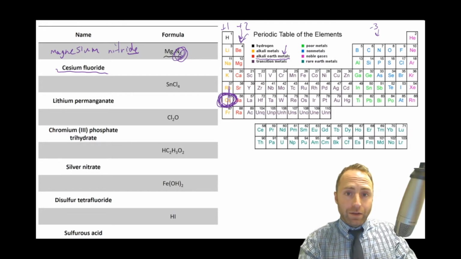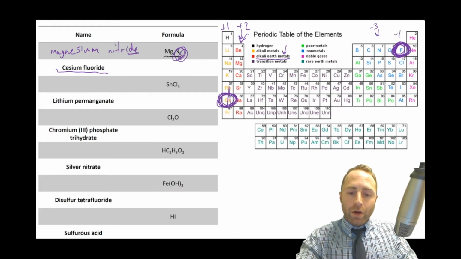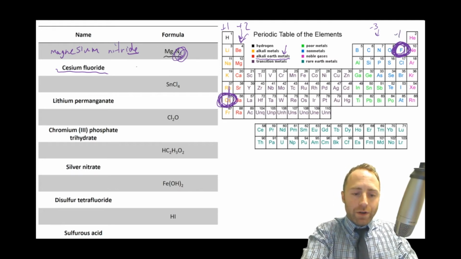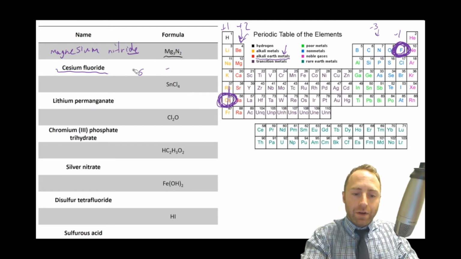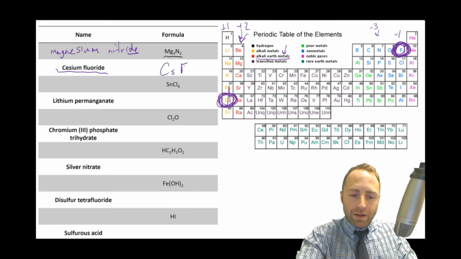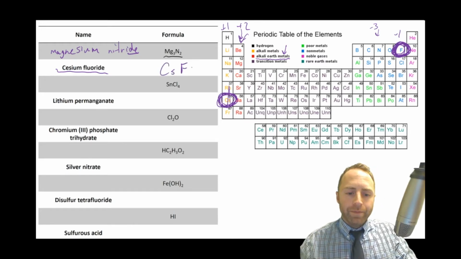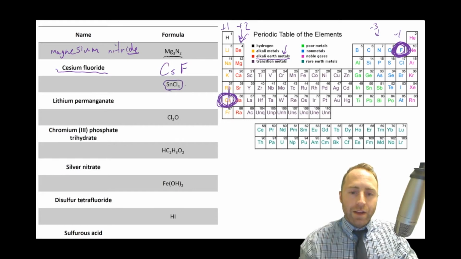Fluoride, find that on the periodic table. Right over here. That one right there. That's a halogen. That's got a -1 charge. So we have something that's got a +1 charge, that Cs+1, and we've got that fluoride with a -1. Okay, that +1 and that -1 are going to cancel each other out, and we end up with CsF, cesium fluoride.